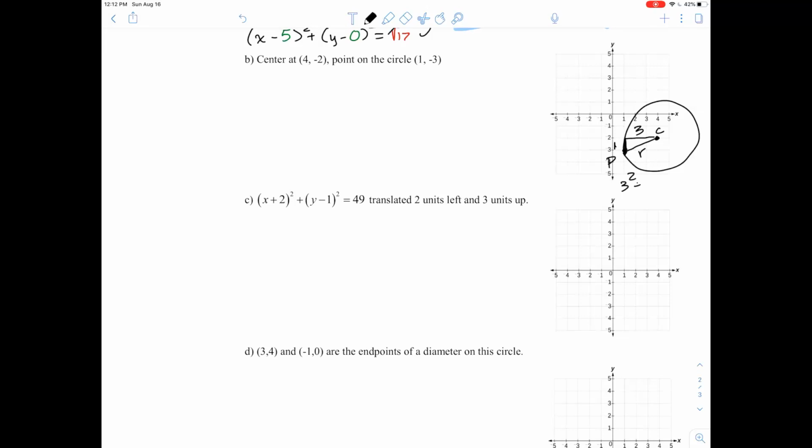That would be 3 squared plus 1 squared equals radius squared, or 9 plus 1 equals radius squared, or 10 equals radius squared. So you could do that. If that's the way you want to do it, you could.